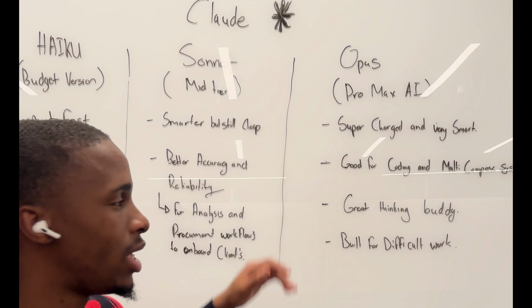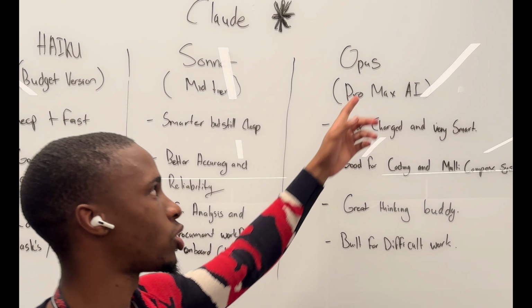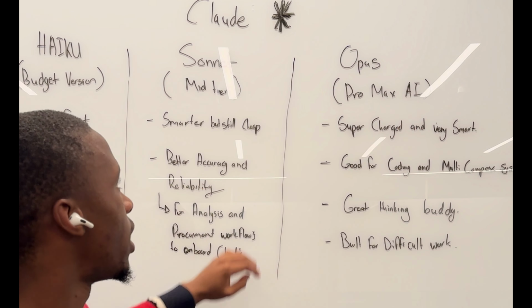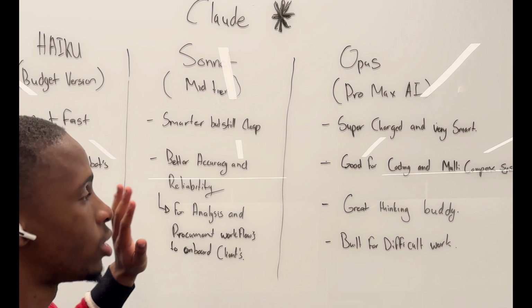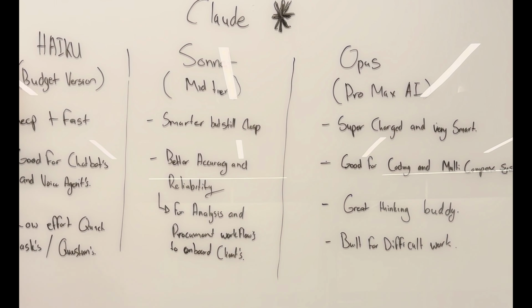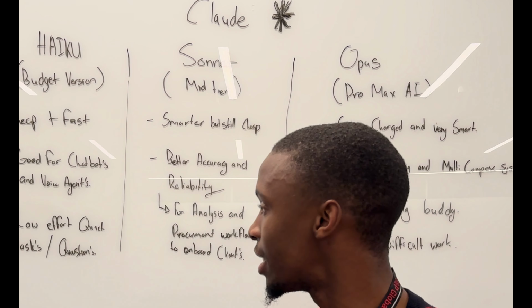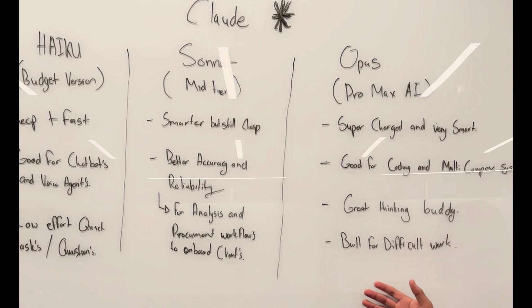So we have Haiku, we have Sonnet, and we have Opus. And in each there are different numbers that it represents. So currently we're on Opus 5 or 4.8 or whatever the number is. Then there's Sonnet 4.6 or Sonnet 5. There's Haiku. Depending on the number doesn't really matter, but all you need to know is that we have the budget version, we have the mid-tier, and we have the Pro Max or the premium version.